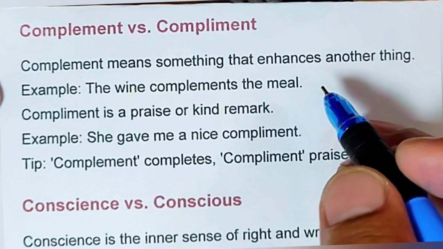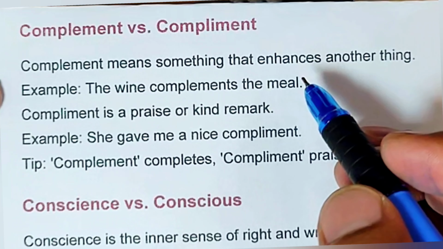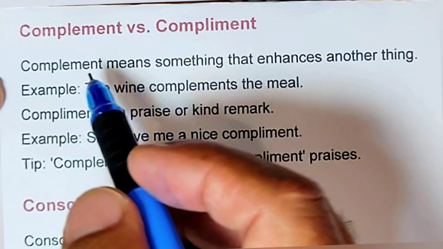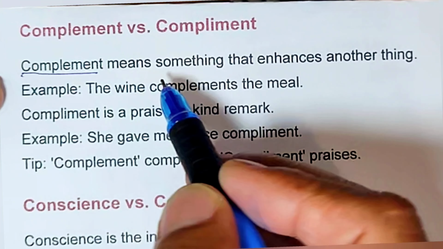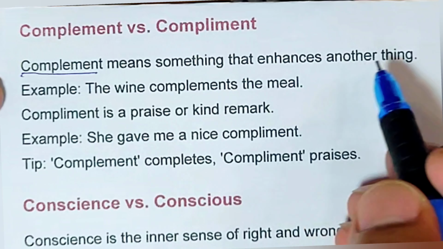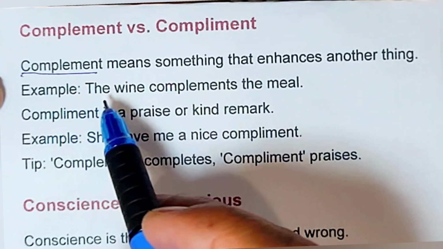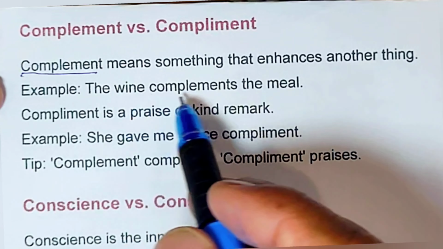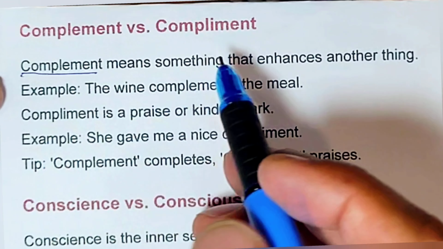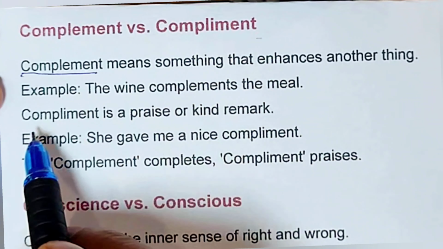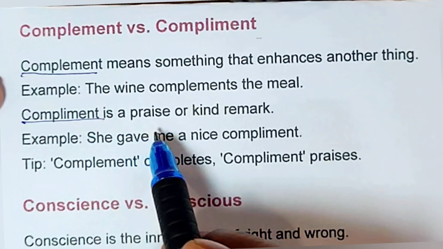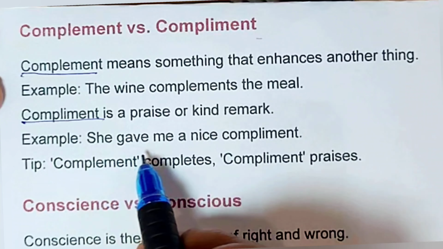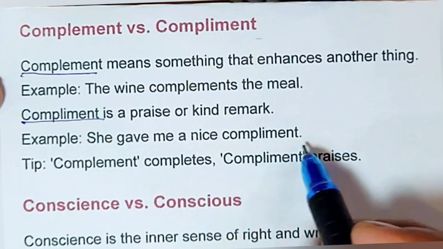Here, these two similar looking words: complement versus compliment. The first one is complement, it means something that enhances another thing. Example: the wine complements the meal. And on the other hand, compliment is a praise or kind remark. Example: she gave me a nice compliment.